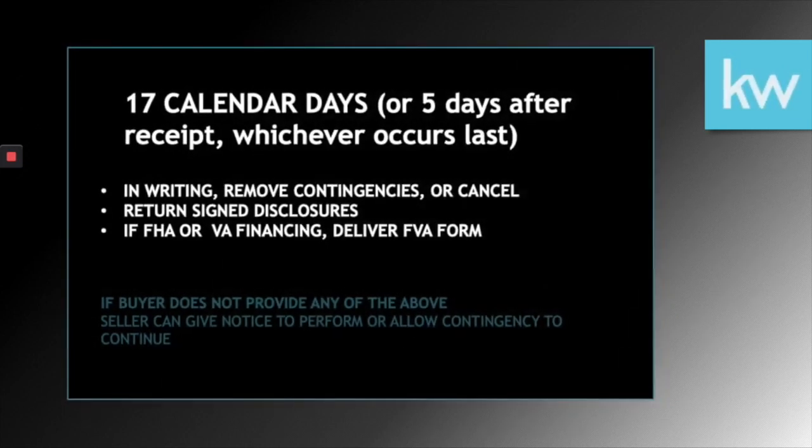17 calendar days in, or 5 days after receipt, whichever occurs last, you would need to, in writing, remove all contingencies or cancel, return all signed disclosures, and if it's an FHA or VA financing, you'd need to deliver the FVA form. And if the buyer does not provide any of the above, the seller can give a notice to perform, or they can negotiate and allow the contingency to continue.